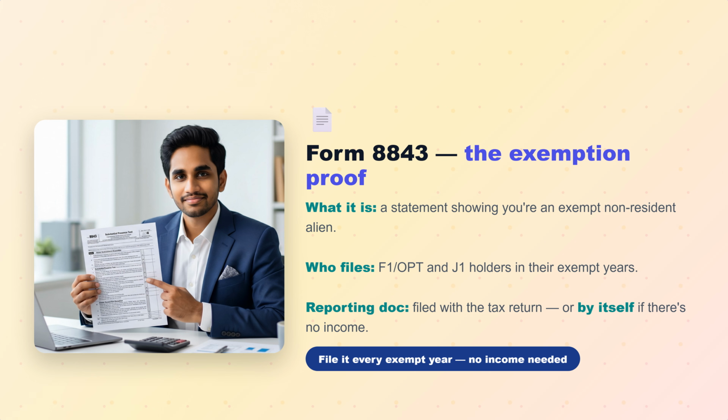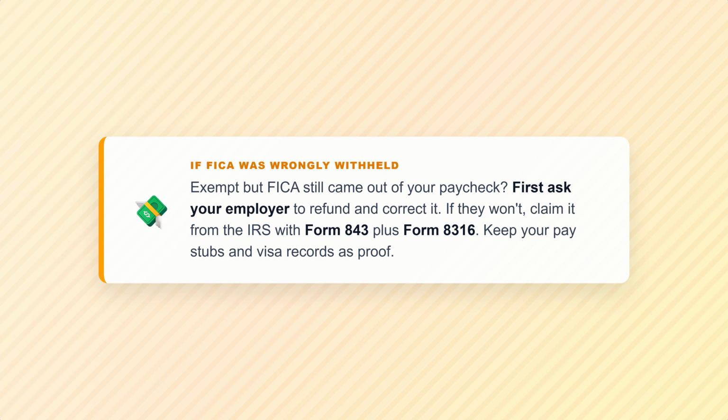So even a student with 0 earnings still files Form 8843 every exempt year. Now, what if FICA was wrongly withheld while you were exempt? It happens. An employer doesn't realize the student is exempt and takes FICA out anyway.